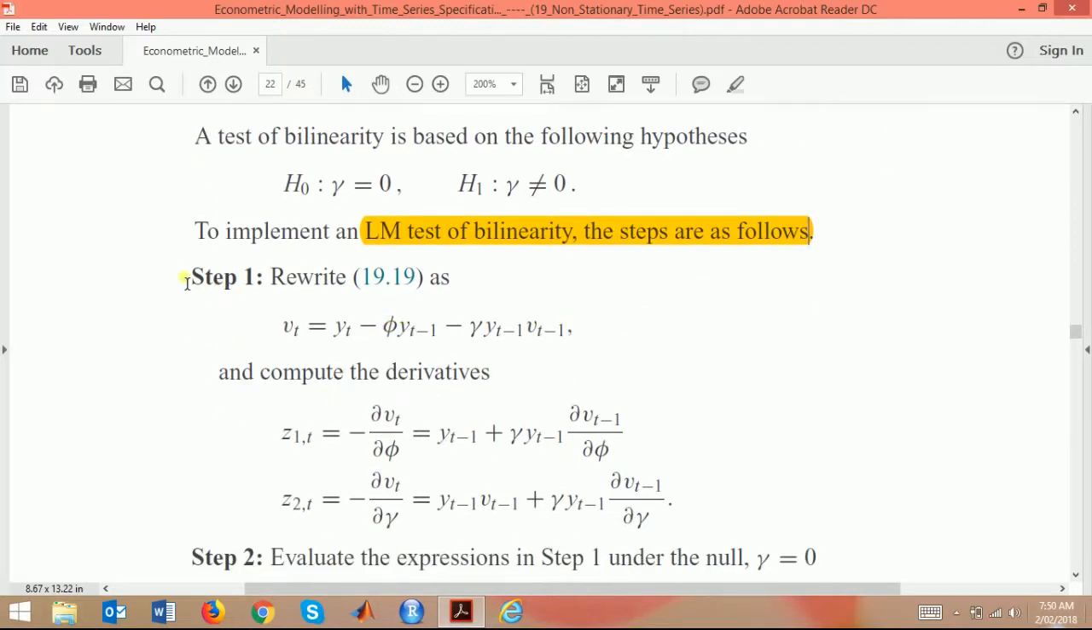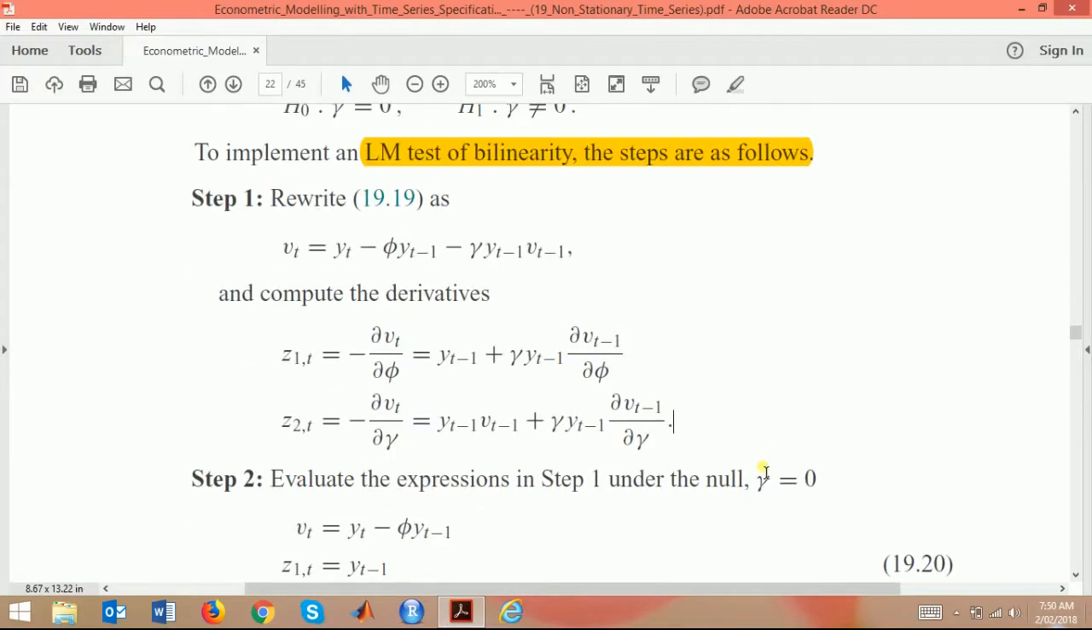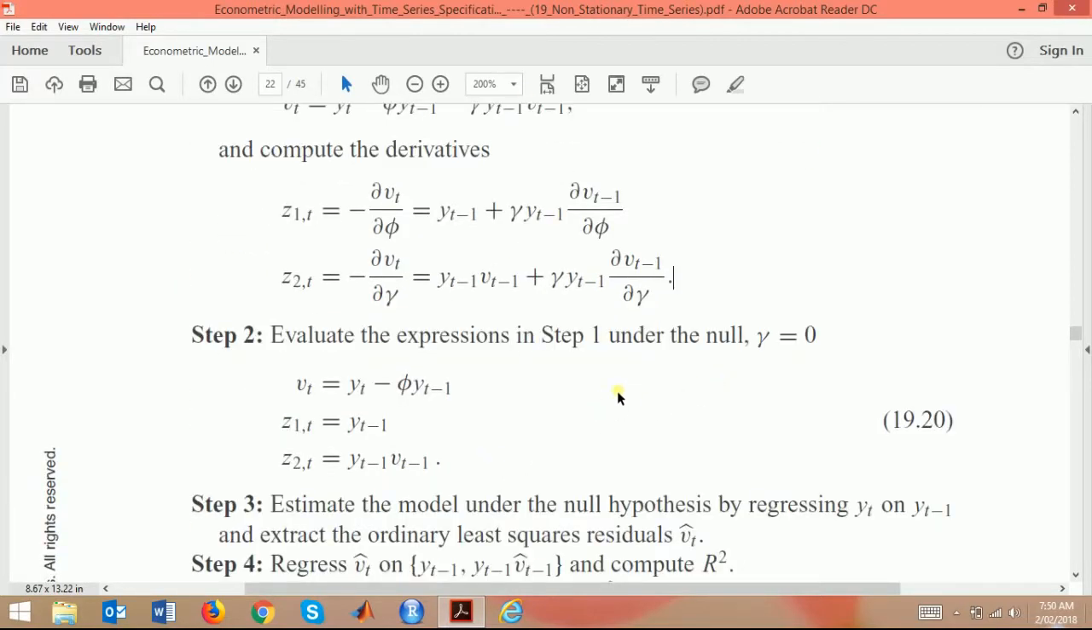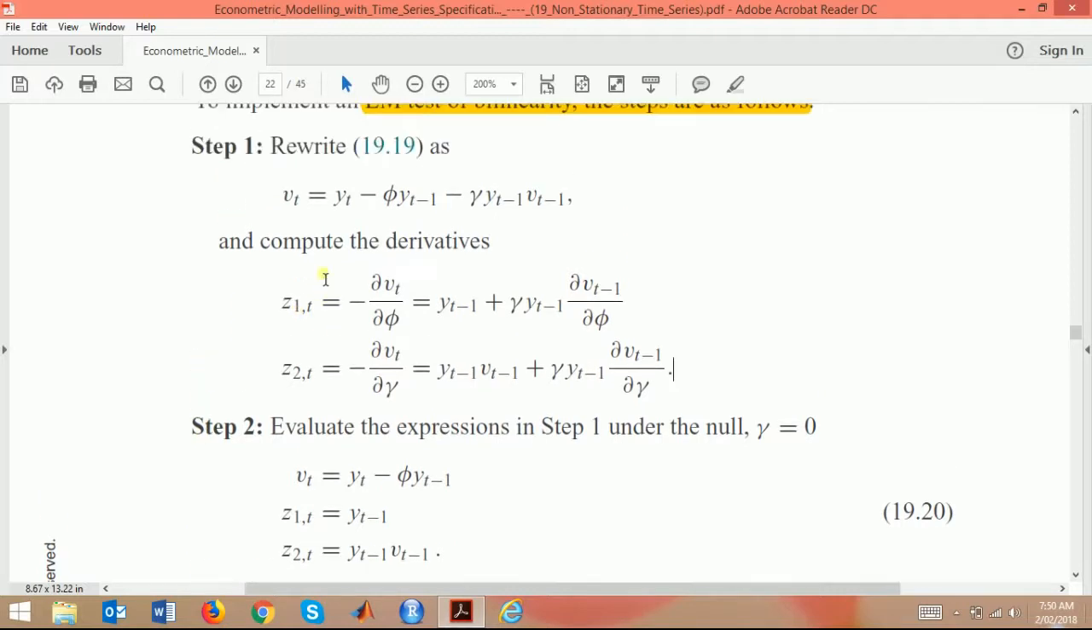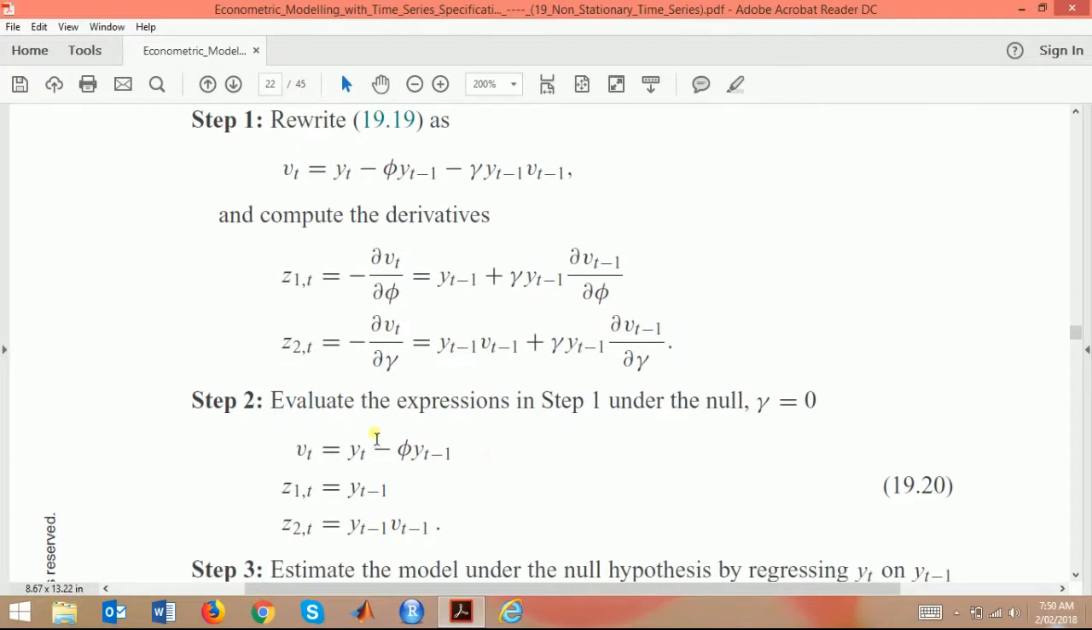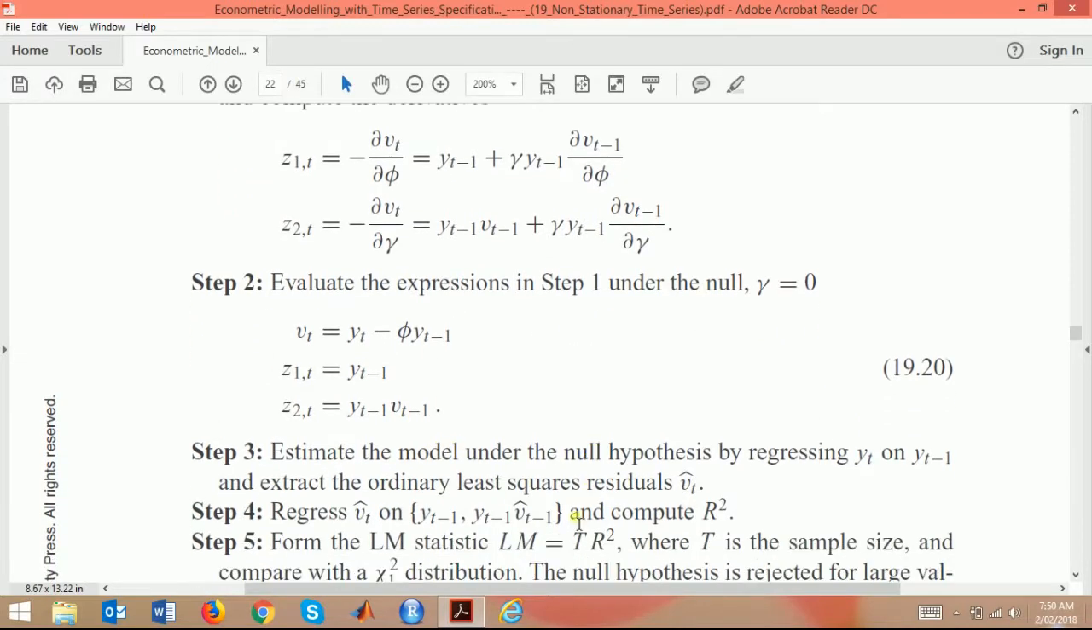So let's rewrite the equation and compute the derivatives. That is step 1, z1 and z2. Evaluate the expression in step 1 under the null. So we have to rewrite the equation and compute the first order and second order derivatives, and we set gamma to 0. If we set gamma to 0, we are left with only these expressions, z1t, z2t.